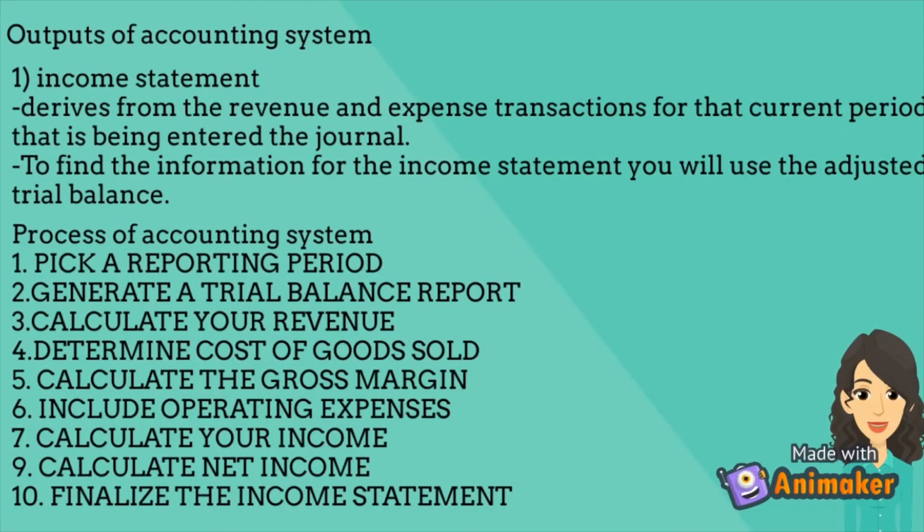Process of the accounting system. 1. Pick a reporting period. 2. Generate a trial balance report. 3. Calculate your revenue. 4. Determine cost of goods sold. 5. Calculate the gross margin. 6. Include operating expenses. 7. Calculate your income. 9. Calculate net income. 10. Finalize the income statement.